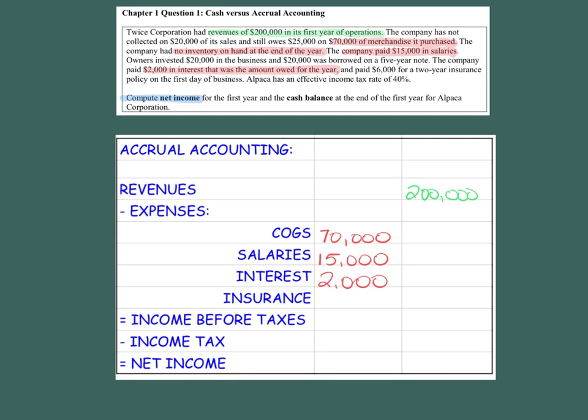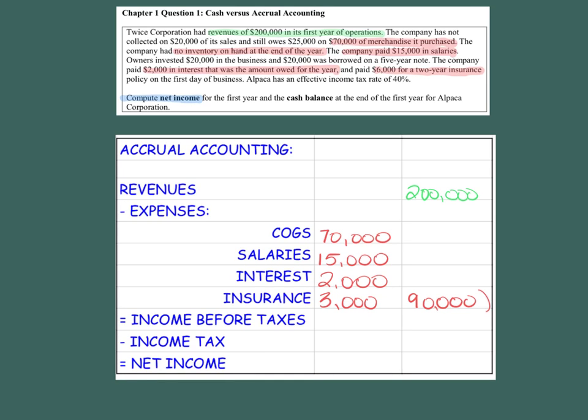Then we see the company also paid $6,000 for a 2-year insurance policy on the first day of business. Now under accrual accounting, we're only going to record $3,000 of that policy because that's all we incurred for the year. So on our income statement, we'll record $3,000. And now, if we add all those expenses up, that'll give us $90,000.